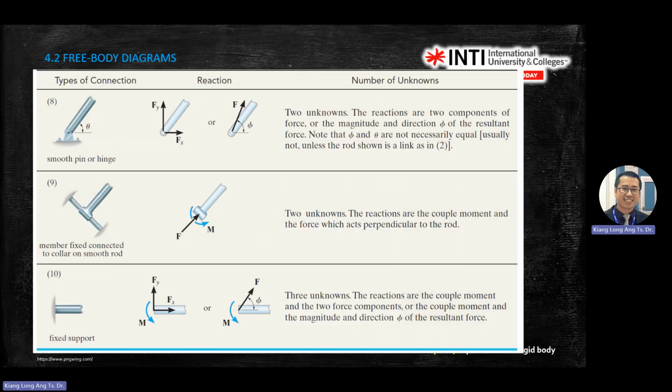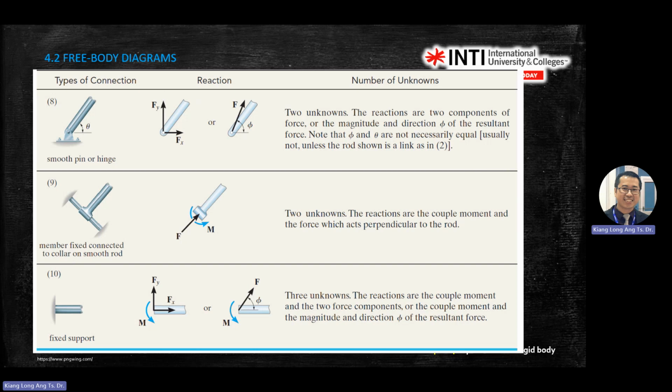The rest you can read. For example, this one, a member with a fixed connection. Fixed connected means this one cannot move. When the object cannot move, you need to consider a moment. When you see the word fixed, there is a moment there already. This object cannot turn, but it can slide. When it can slide, there's a contact force. But it cannot rotate, so there's one moment.